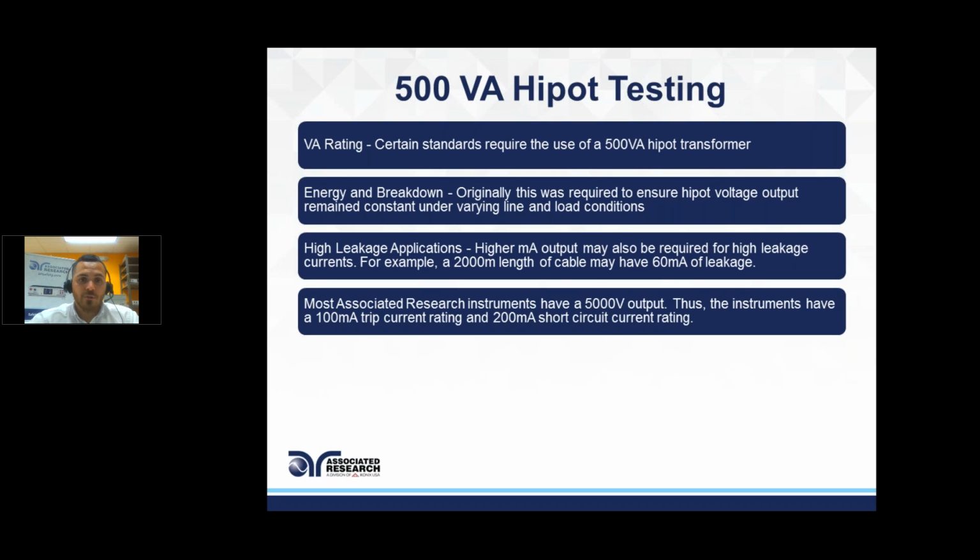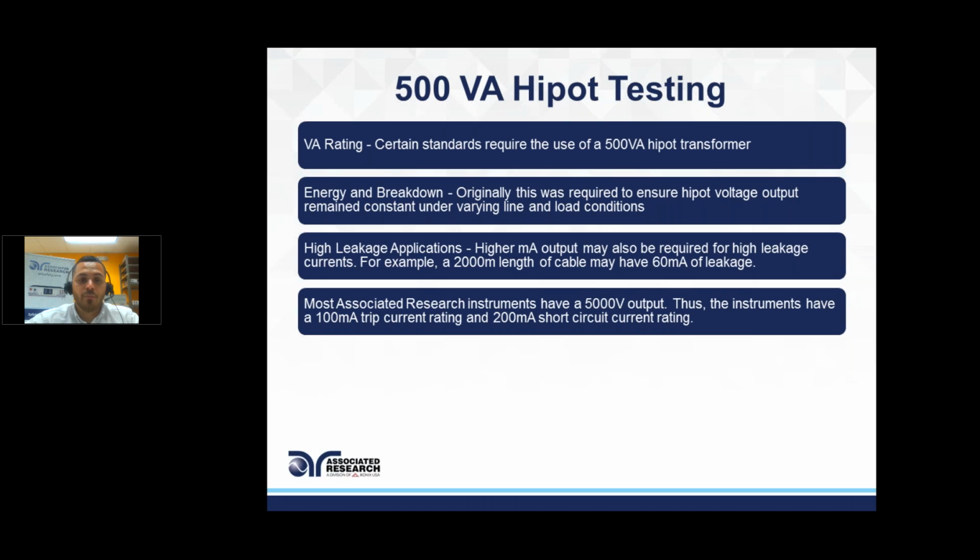that you don't want some sort of load on your DUT that draws a large amount of current, causing a large voltage drop on your DUT, and because that transformer doesn't have enough power behind it, the voltage starts to dip, and you're not truly testing at the test voltage called out by the IEC standard. That was the idea behind the 500 VA testing. So, energy and breakdown, right? Originally this was required to ensure high voltage output remains consistent.